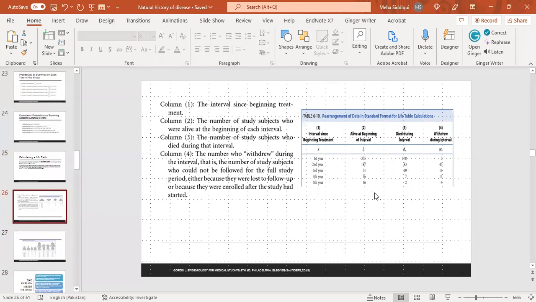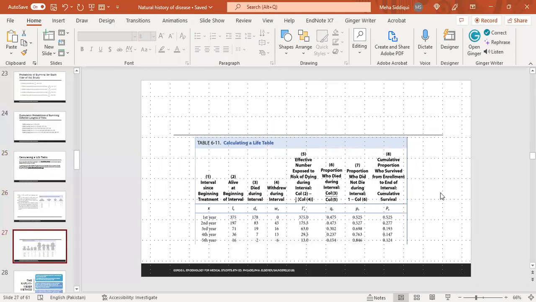Column number 1 shows the interval since beginning treatment. Second column shows the number of study subjects who were alive at the beginning of each interval. Column number 3, the number of study subjects who died during that interval. And column number 4, it indicates the number who withdrew during the interval, that is the number of study subjects who could not be followed for the full study period, either because they were lost to follow-up or because they were enrolled after the study had started. So this is how we calculate a life table, in which we have further 4 columns.